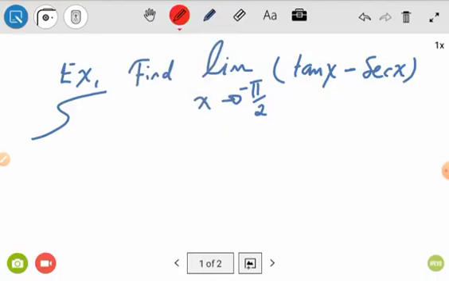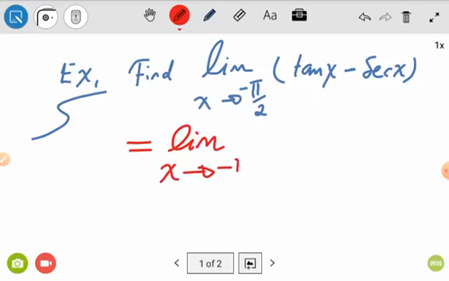Okay, direct substitution here. It will be tan of negative pi over 2, which is undefined, because we have a vertical asymptote at negative pi over 2, minus secant, which is 1 over cosine, and 1 over cosine of negative pi over 2 is 1 over 0. So it's an indeterminate form. We can rewrite this expression again.